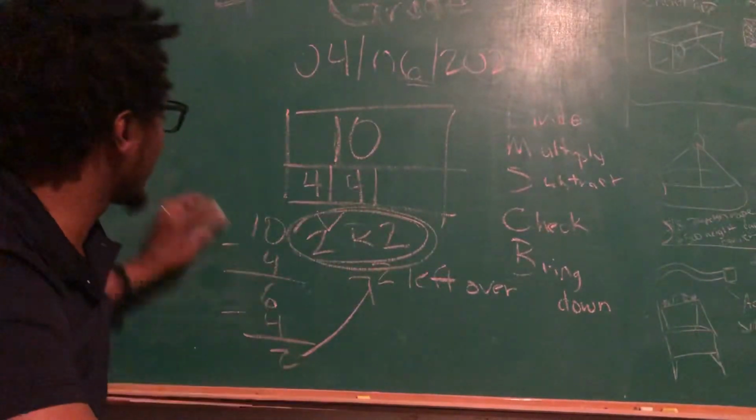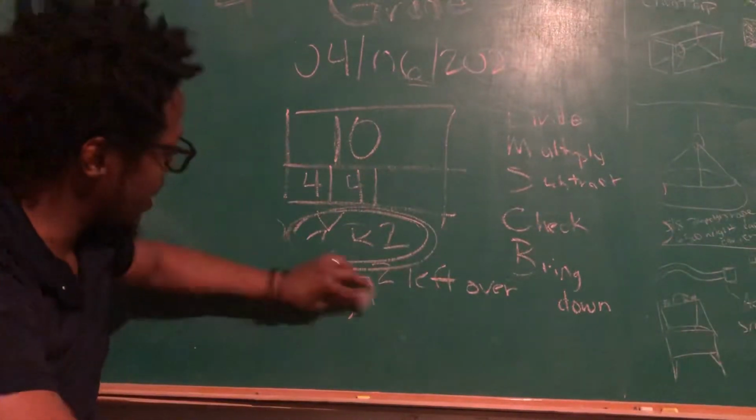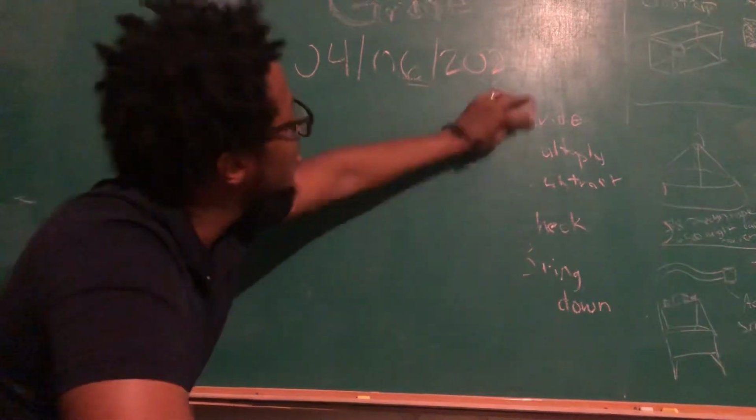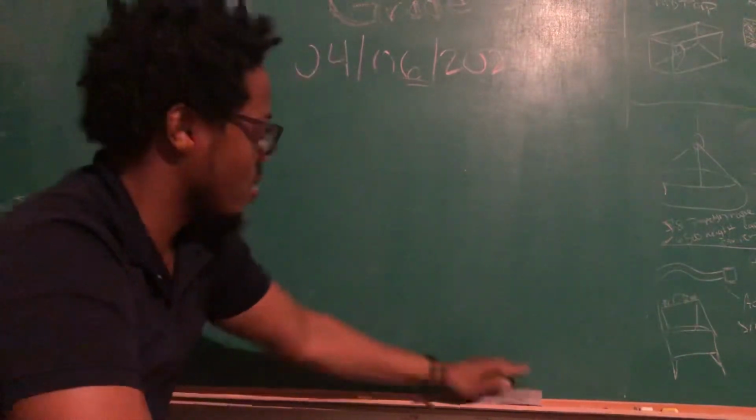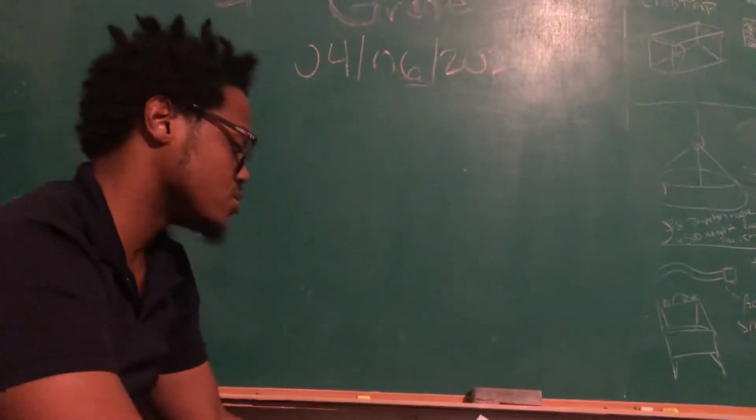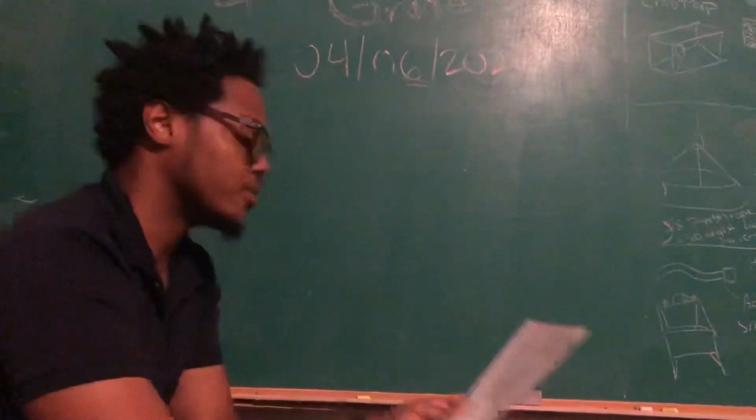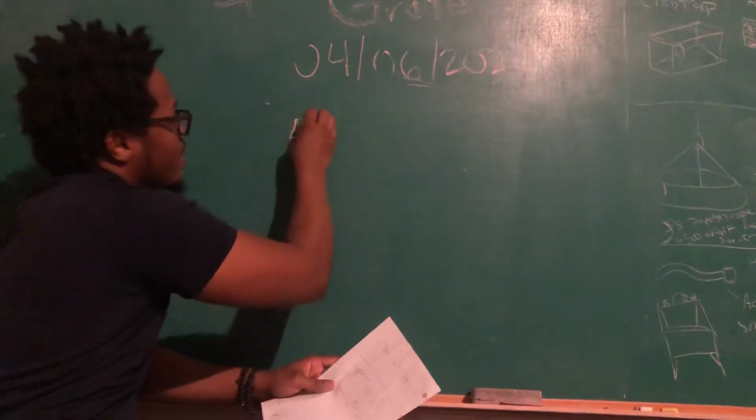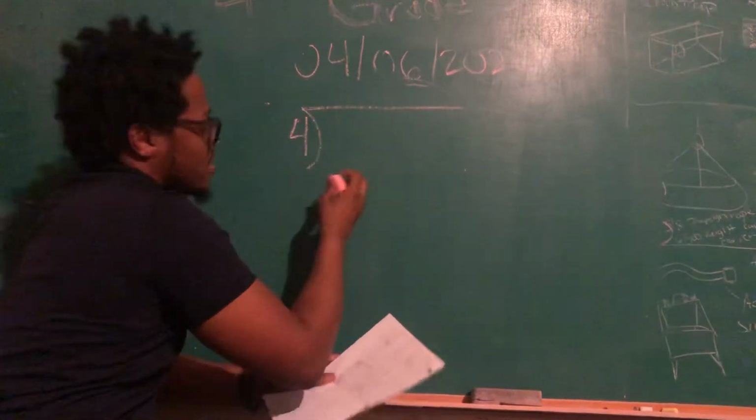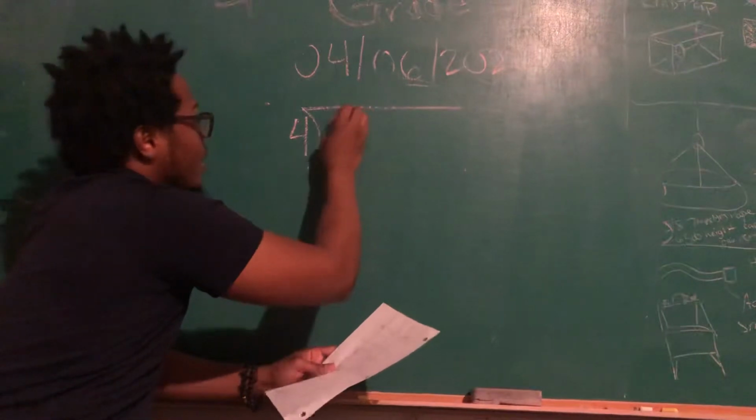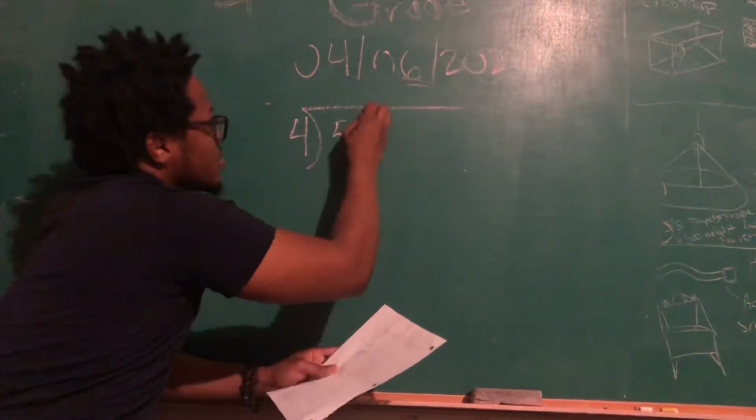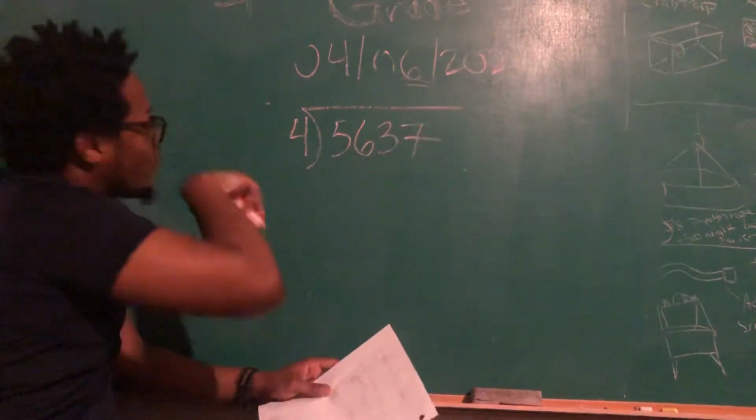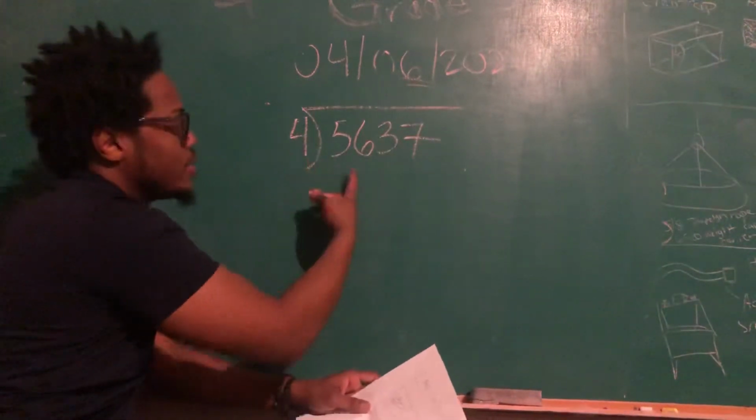Okay, let's go ahead and talk about the last thing. I wanted to talk about the same problem that we had up here just a minute ago. We're just going to use this strategy that we've practiced most of the year, that you guys are really familiar with, okay? So again, our number was 5,637, and we're dividing that by 4, okay? How many equal groups of 4 can we get out of this number?